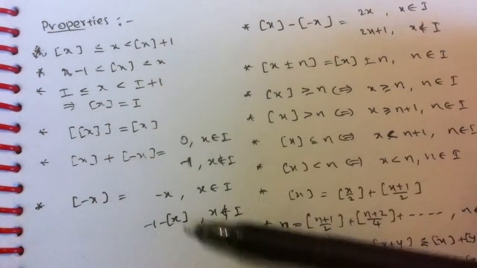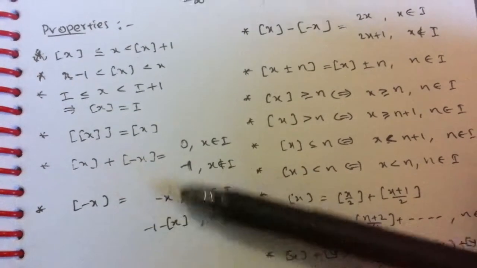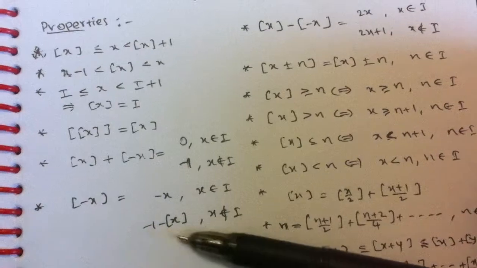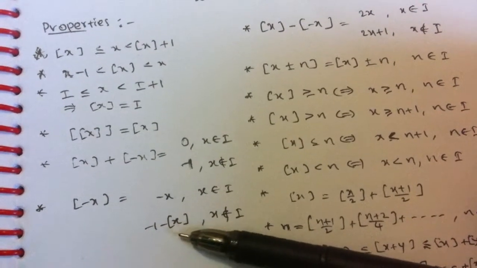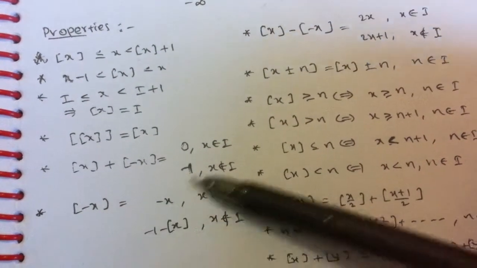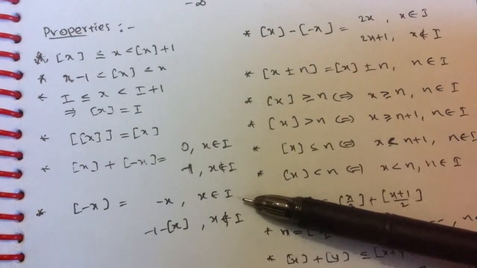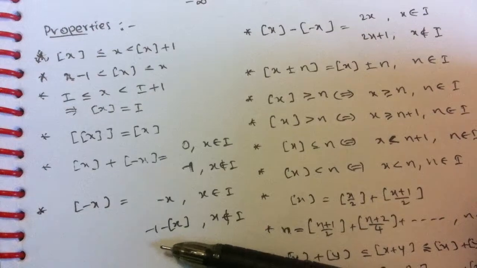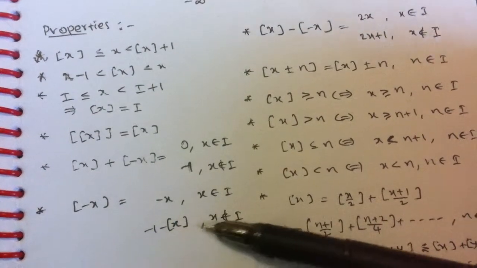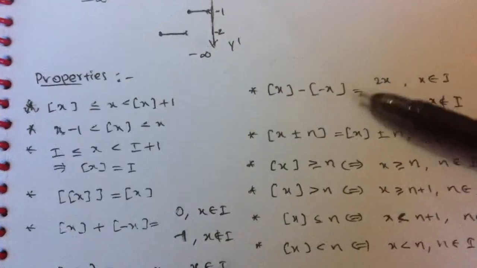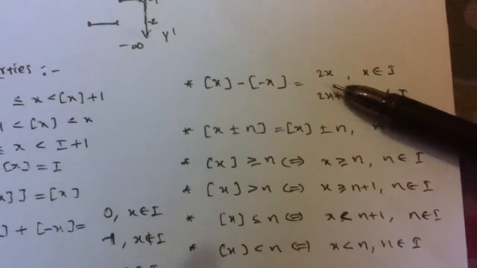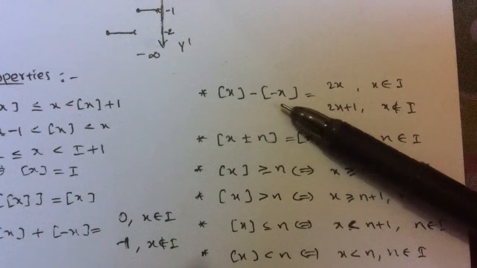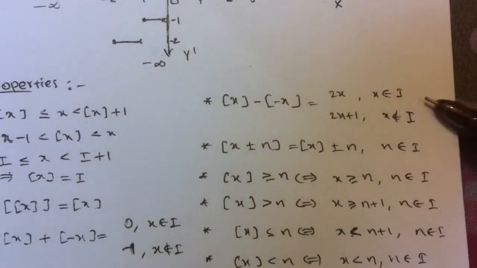So for learning these properties, without thinking or taking some examples, you can directly answer this type of questions. So step of minus x is minus x whenever x is an integer, or if it is a non-integer, this value is minus 1 minus step x. Okay, look at here. Step x minus step of minus x equals 2x whenever x is an integer.